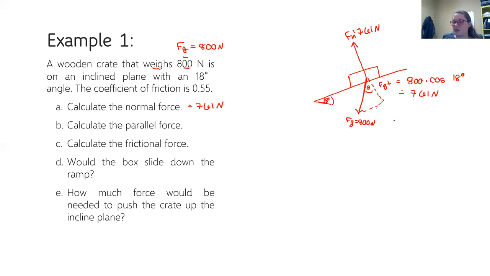Now, this one is our force of gravity that's parallel to the surface. So it's pulling that crate down the ramp, assuming I'm not pushing it. So force of gravity parallel is just going to be 800, and we change from cosine to sine. Sine at 18 degrees gives us a force down the ramp of 247 newtons.